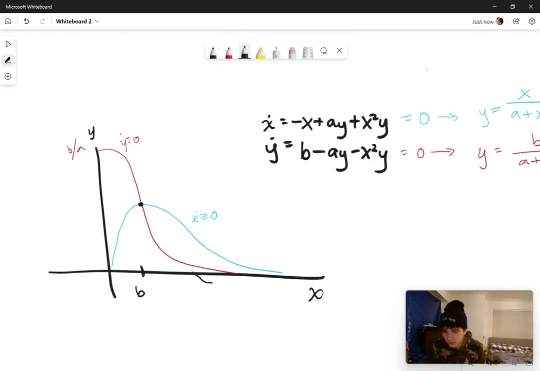All right, so we're going to do an example of constructing a trapping region to prove the existence of a stable limit cycle.